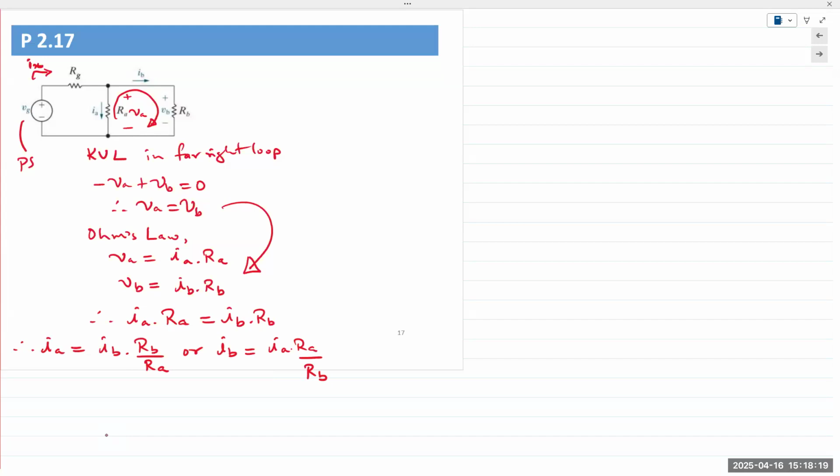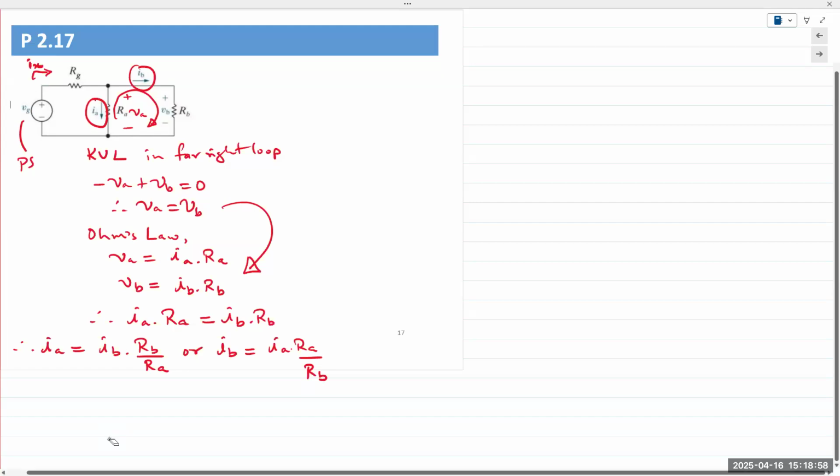So the steps: everything is an unknown. We have no idea what the voltage is. We have no idea what the current is. But we apply KVL at the far right, and we can obtain VA is equal to VB, parallel connection. Then we apply Ohm's law, write the equation V equals IR, so IA times RA and IB times RB. Equate both of them and substitute either one of them in the other equation, and we obtain an expression for IA or IB. And the purpose, of course, is that at the top, we have this total current IX, right?